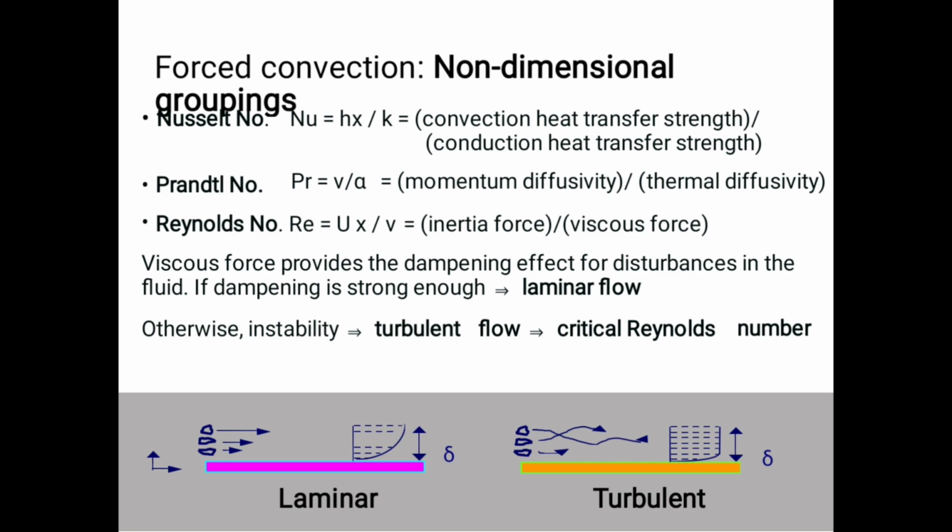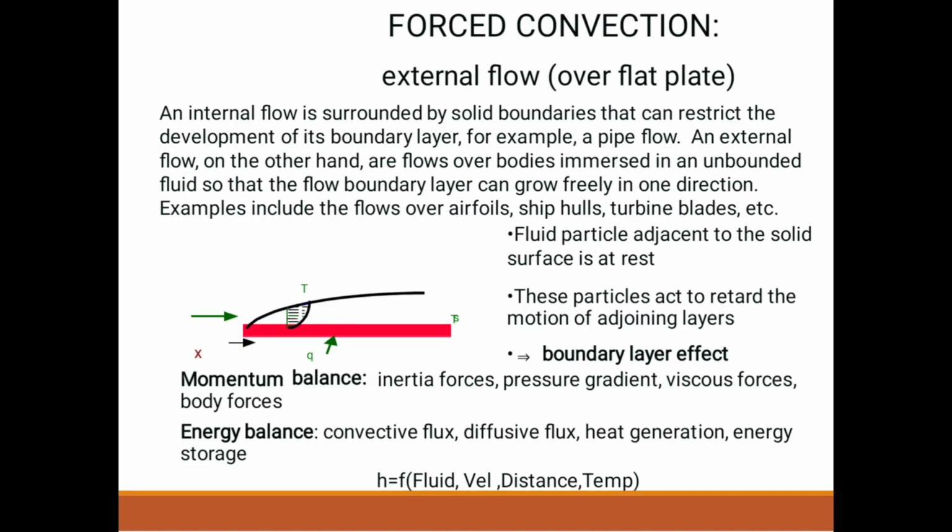This is a diagram for laminar and turbulent flow. An internal flow is surrounded by solid boundaries that can resist the development of its boundary layer, for example, flow in a pipeline. An external flow, on the other hand, is flow over bodies immersed in an unbounded fluid so that the flow boundary layer can grow freely in one direction.